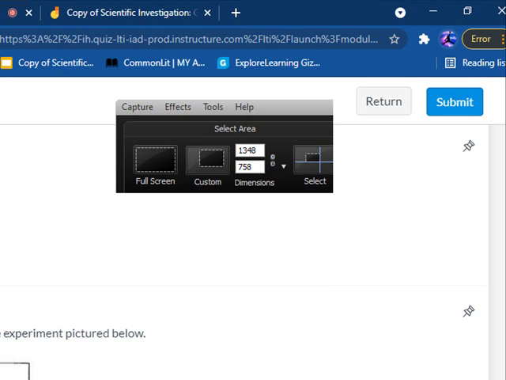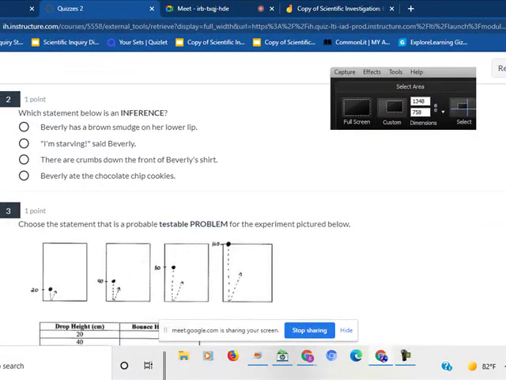Which statement below is an inference? Beverly has a brown smudge on her lower lip. Now could you see that? Yes, so that's an observation. "I'm starving," said Beverly. Could you hear that? Yes. So that's an observation. There are crumbs down the front. Wait, so an inference is like when you're not using your five senses? What if you're making a decision or judgment based off of what you see, hear, or smell?